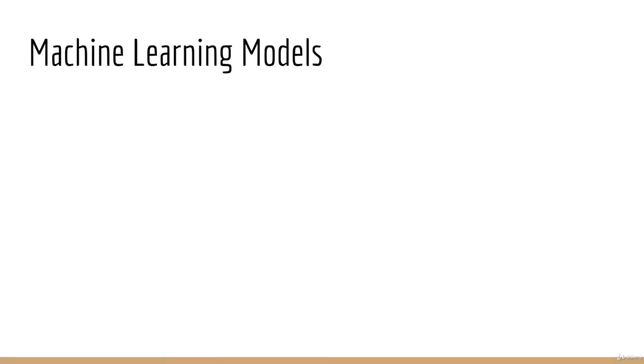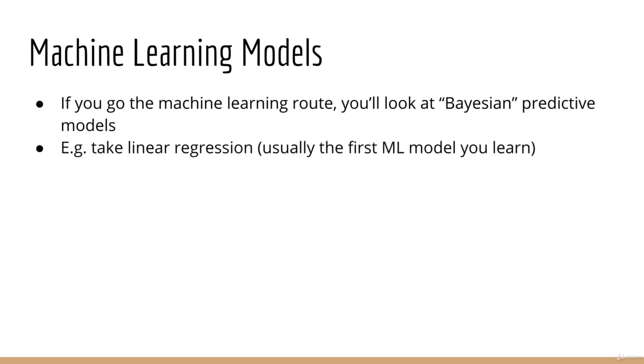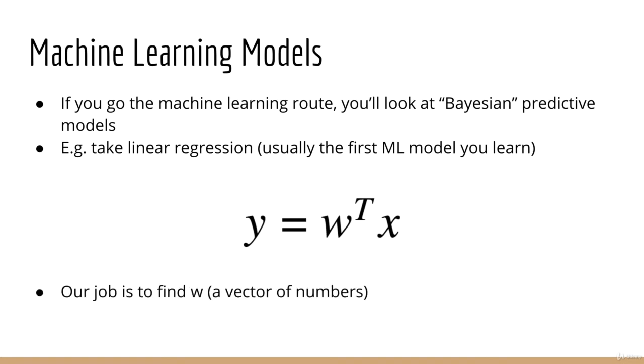Now, there is a whole other direction we could go, the direction of machine learning and creating predictive models. Take a very simple model, such as linear regression. This is the first model we usually learn about when we learn about machine learning. It has a very basic equation, y equals w transpose x. In other words, our prediction is the dot product between the weights w and the features x. We call w the parameter, and our job is to find it given some data set, x and y.